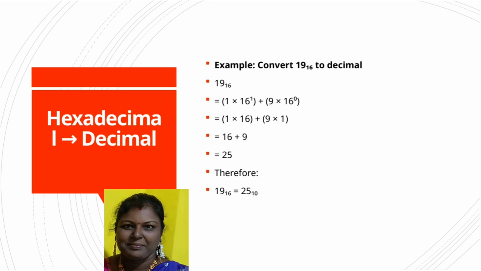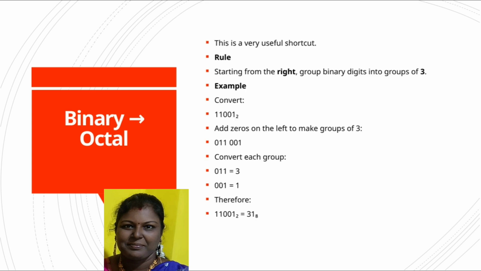Here's a handy shortcut for converting binary numbers into octal. Instead of converting the whole number at once, we start from the right and group the binary digits into sets of 3. If needed, we add zeros on the left to complete those groups. Then, we convert each group of 3 into its octal equivalent. For example, the binary number 11001 becomes 011 and 001, which convert to 3 and 1. So, 11001 in binary equals 31 in octal.